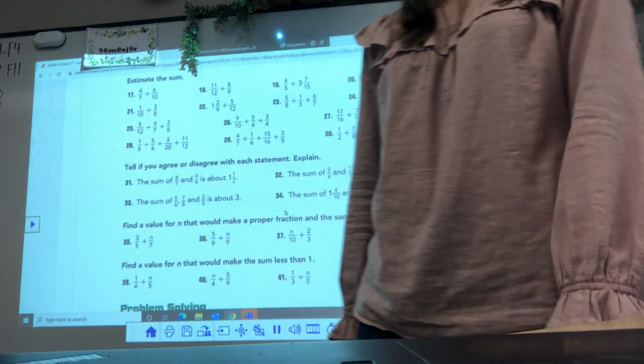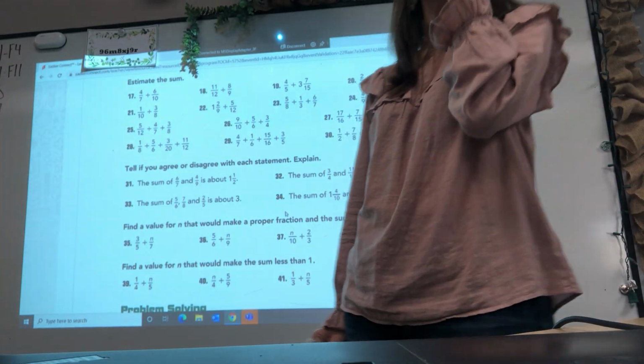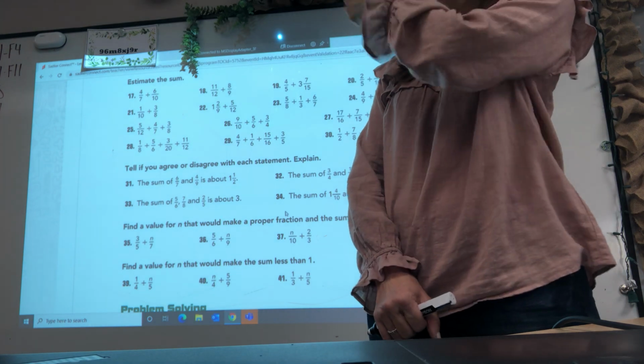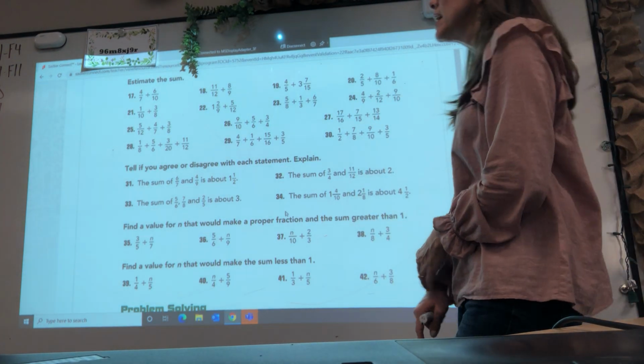Alrighty. Let's look up here. I need the focus of the people who are in the back, okay? I gotta wait till everybody's looking with their eyes on the board so you know how to do your assignment, okay? Let's look up here.